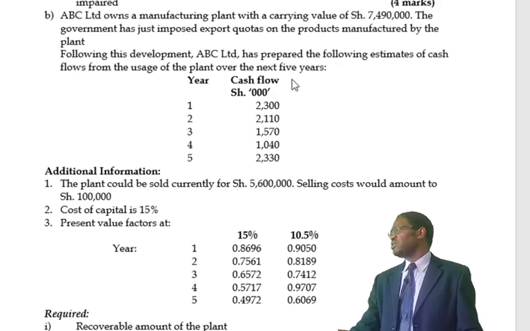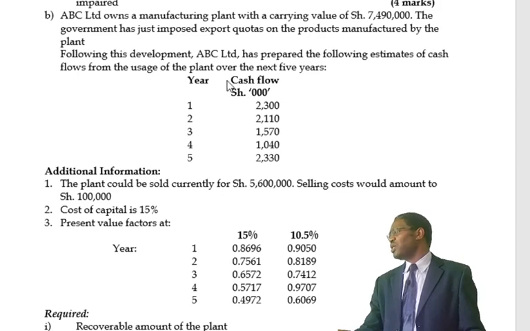Following this development, ABC Limited has prepared the following cash flows from the usage of the plant over the next 5 years. So you're given the cash flows of year 1, year 2, year 3, year 4. You can see the figures are in thousands.